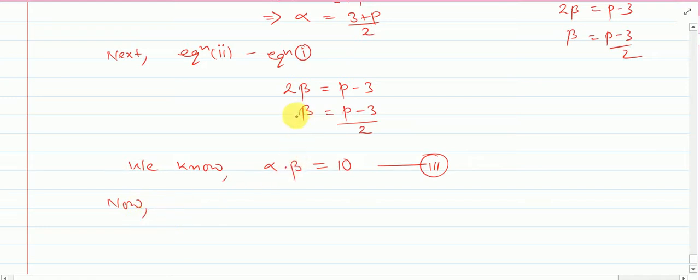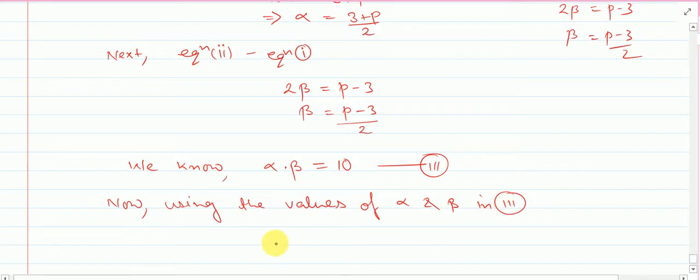Now you use the value of alpha and beta in equation 3. So, using the values of alpha and beta in 3, what we'll get is 3 plus p, or you can write it like this, p plus 3 upon 2. This is your alpha, and your beta is p minus 3 upon 2, equal to 10.